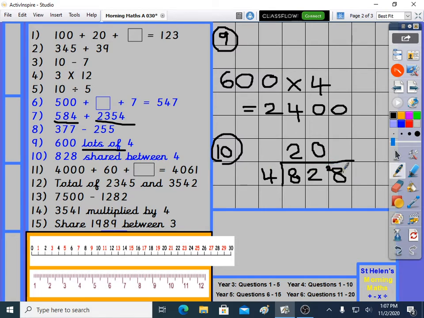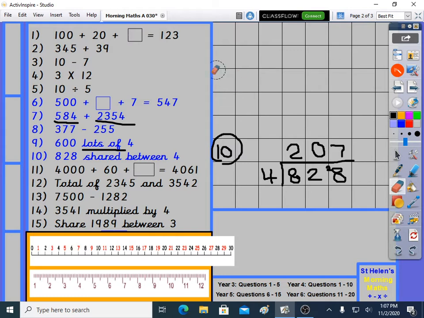Sing your 4's up to 28 and the answer will be on your fingers. 4, 8, 12, 16, 20, 24 and 28. My fingers said it was 7. 207. That's very similar to yesterday's question. But I don't think exactly the same. That was question 10 for year 4. Let's move on to year 5 questions.